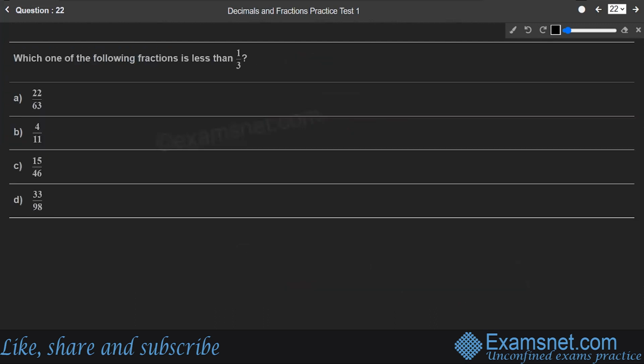Now, which one of the following fractions is less than 1 by 3? For that, we need to find out the value of all these expressions. And 1 by 3 is nothing but 0.3333 till infinite. So we'll try to find out these expressions, and whichever is lesser than this will be our answer.